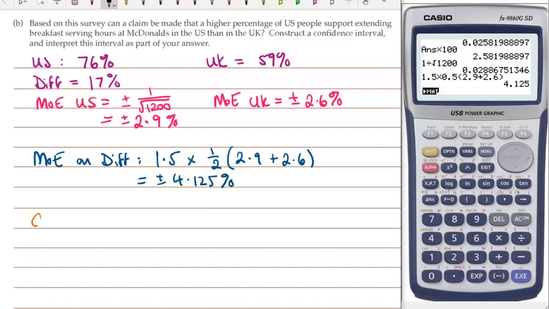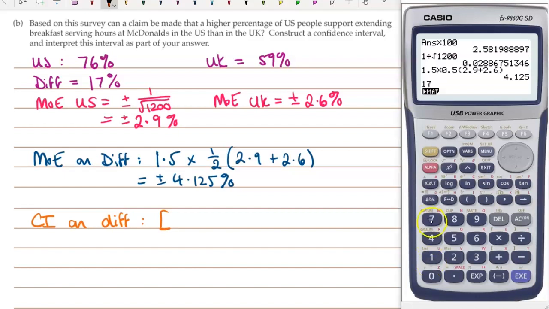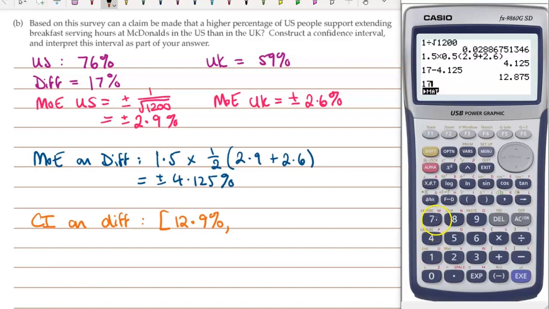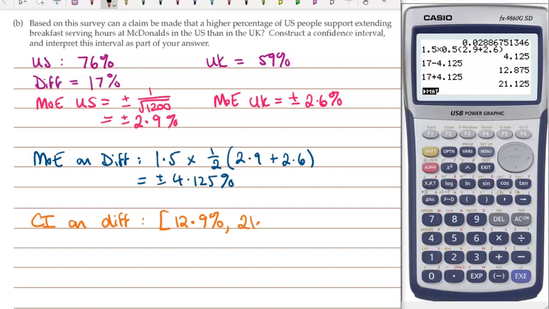Now our confidence interval on the difference: we're going to do our difference of 17 plus or minus the margin of error on that. So 17 minus 4.125 is 12.9%, and then 17 plus 4.125 is 21.1%. And this is entirely positive, so we can make the claim.